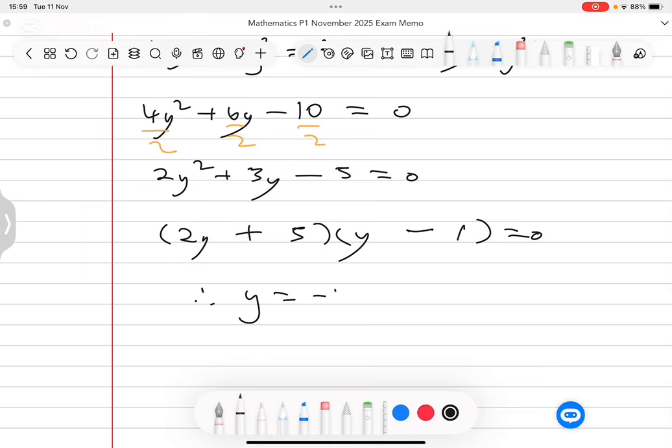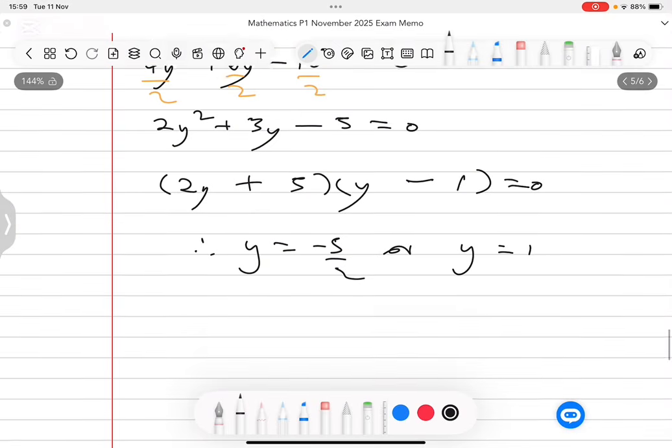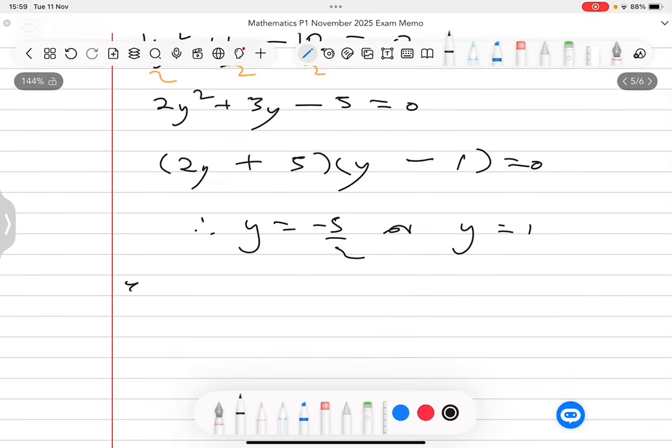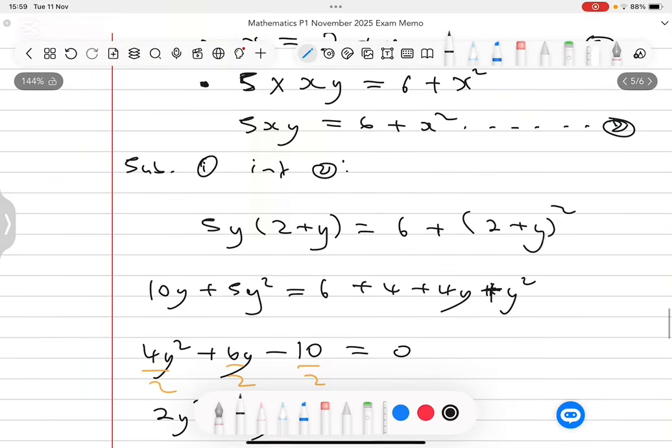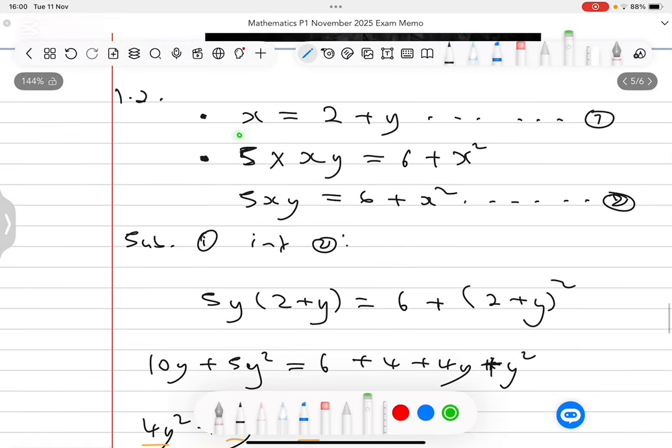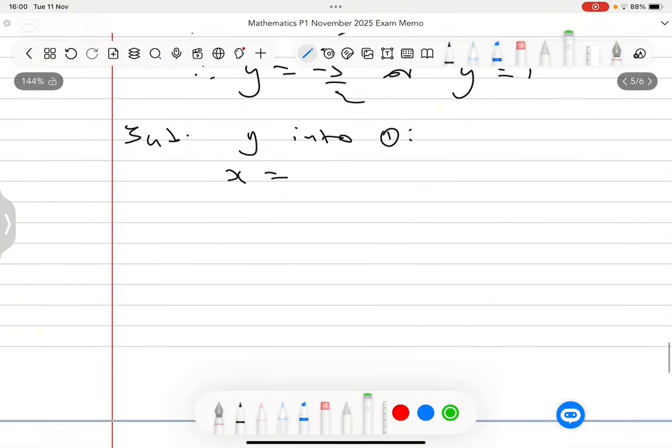And this would mean that y is equal to negative 5 over 2, or y is equal to 1. But you must remember that here we are solving for x and y simultaneously. So that means I can substitute the value of y into one of the equations. The easiest one to use is equation 1. And when I do that, I'm going to say x is equal to, remember equation 1 was defined by this. So I'm going to put the value of y here.